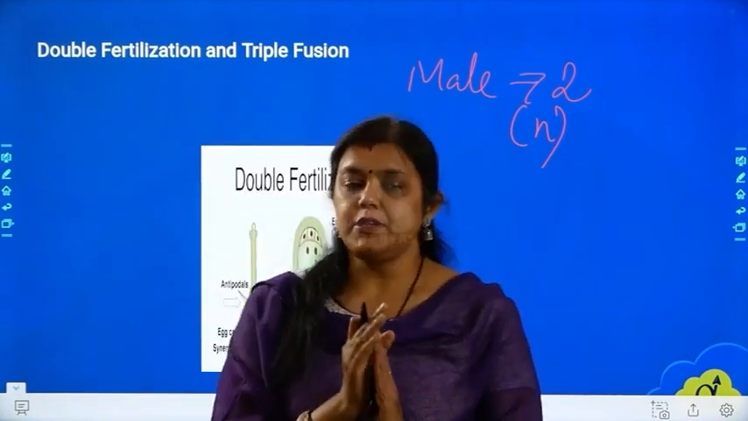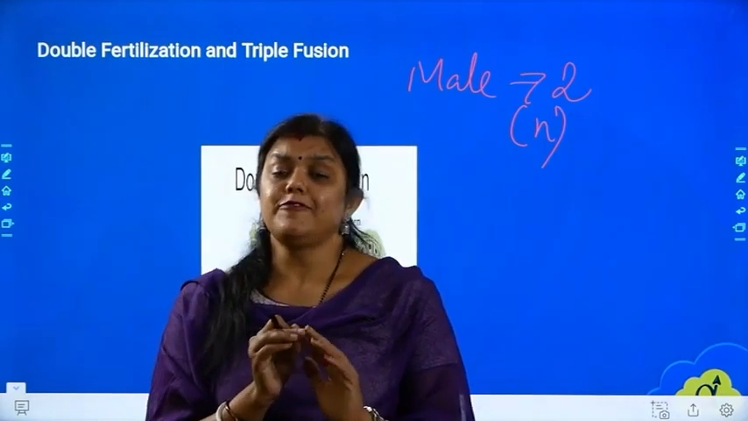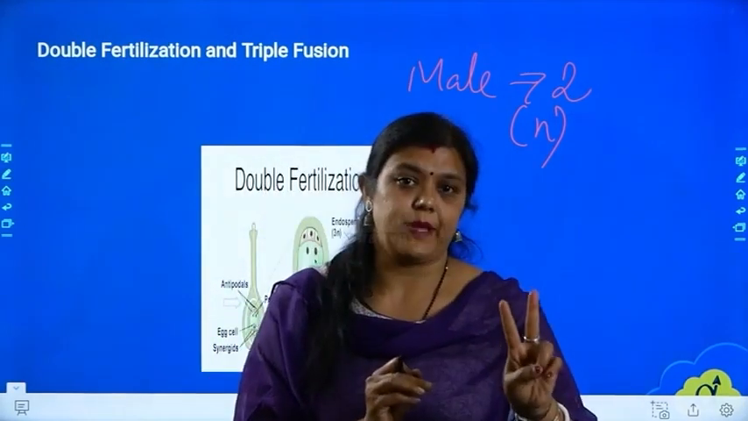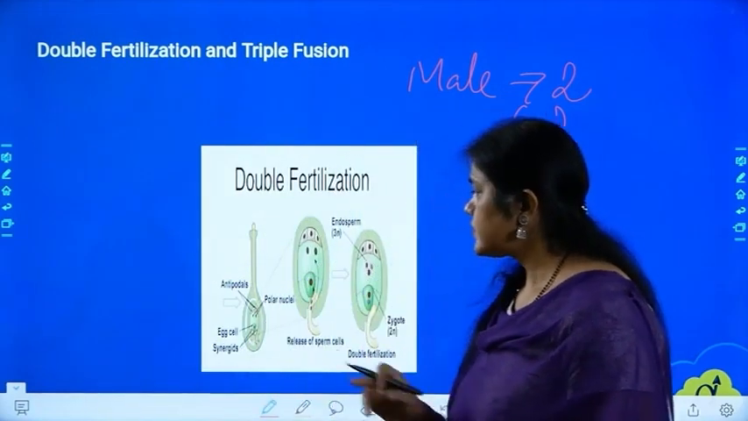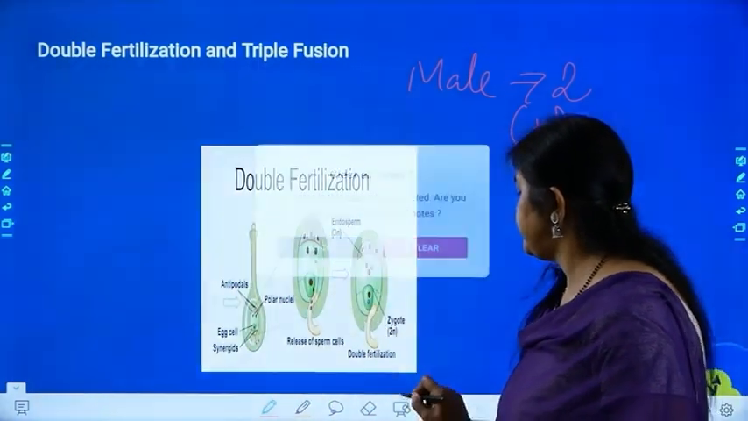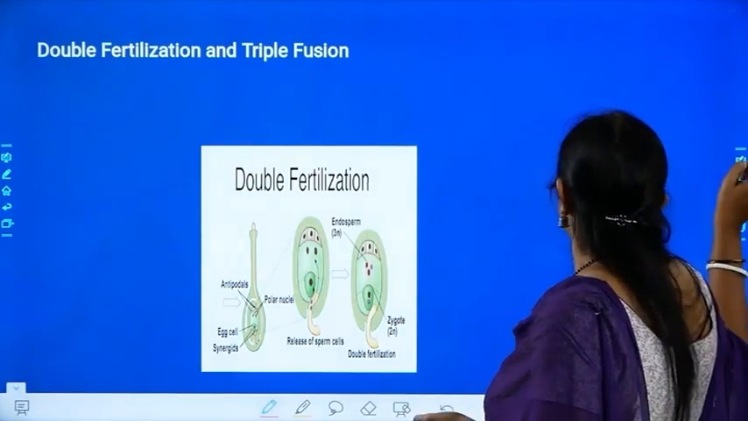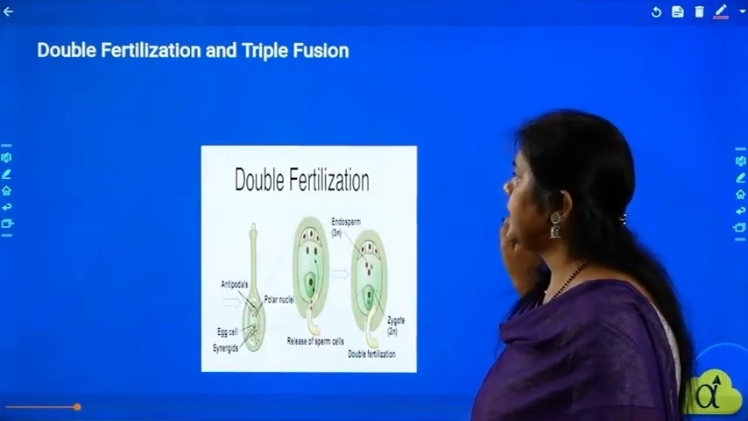Now what is the meaning of double fertilization? Here the fertilization will happen two times. How will it happen? With what will it happen? Let us understand that. Let me start with the slideshow and see what is written over here.